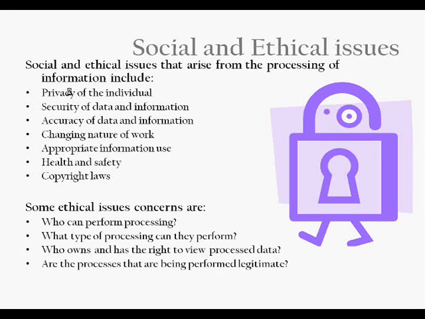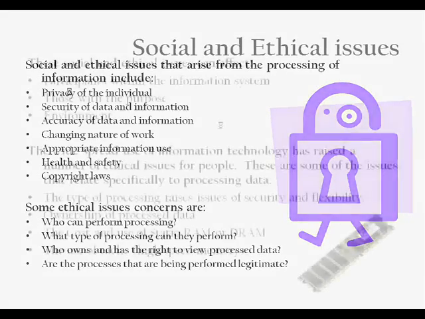Social and ethical issues that arise from the processing of information include privacy of individuals, security of data and information, accuracy of data and information, changing nature of work, appropriate information use, health and safety, and copyright laws. Some ethical concerns are who can perform processing, what type of processing they can perform, who owns and has the right to view processed data, and whether the processing that has been performed is legitimate.